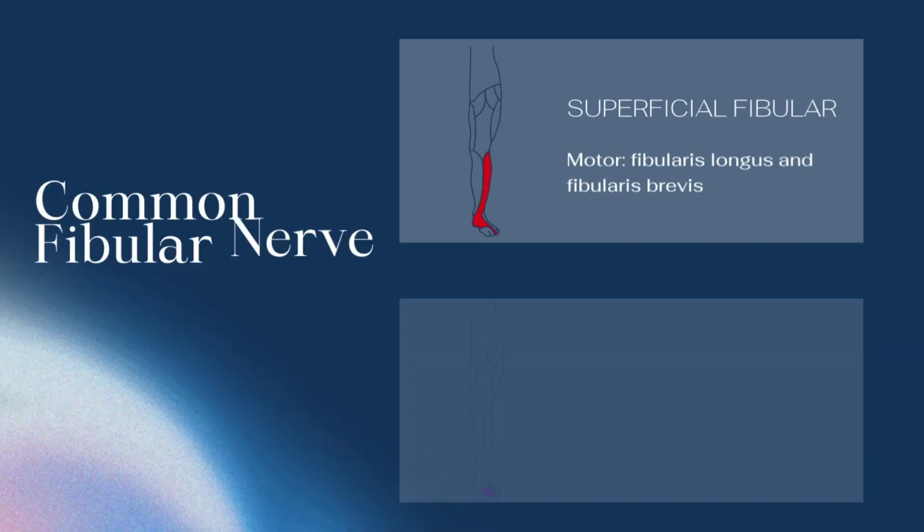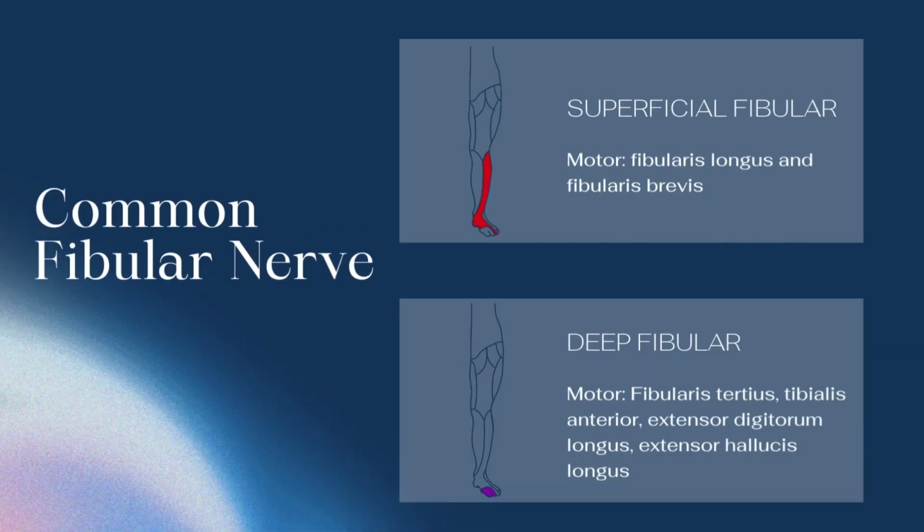Next is the common fibular nerve. The common fibular nerve, also known as the common peroneal nerve, splits into the superficial fibular nerve and the deep fibular nerve. The superficial fibular nerve is more posterior since the common fibular nerve is coming from the posterior side. The deep fibular nerve is more anterior, that's why it gives motor to the tibialis anterior and those extensor muscles.